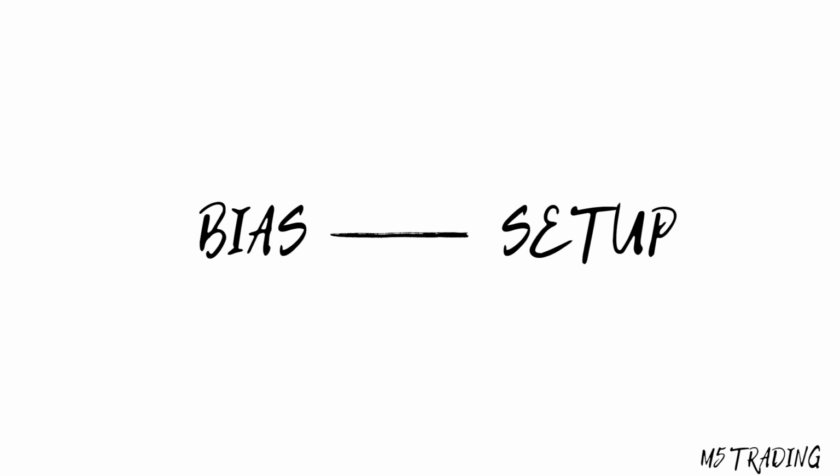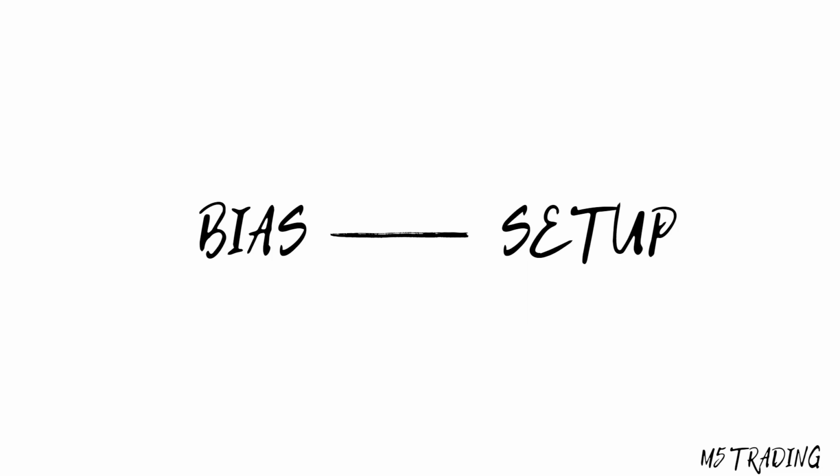Firstly, what is bias and what is setup? Bias is your opinion if the market will go lower or it will go higher, and also it's the argumentation of your opinion. So, for example, you think that the market will go higher, and you think that because you see bullish order flow and something else. And the setup, it's your entry.